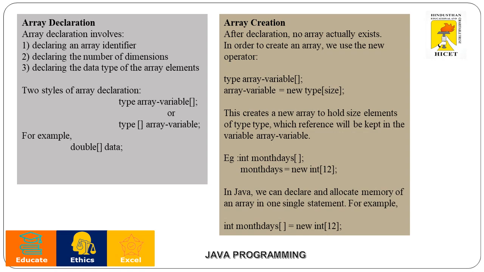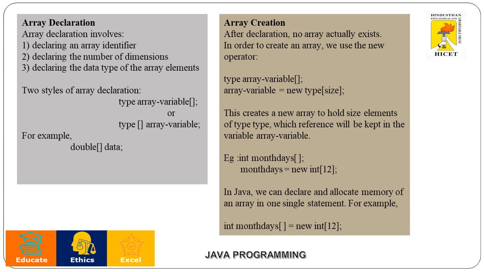The next step is array creation. After declaring an array, no array actually exists. In order to create an array, we use the new operator. Let us discuss the syntax for creating an array. Here there are two-line syntax. The first line for declaring an array, second line for creating an array.